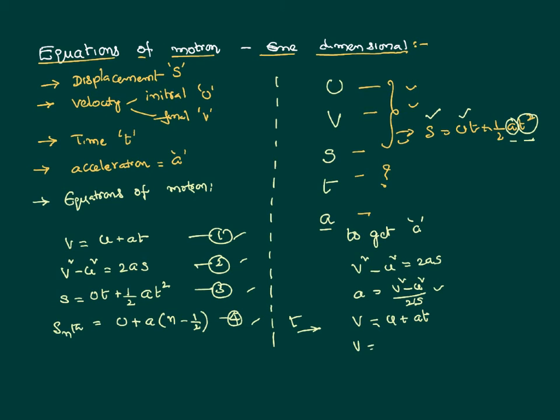v is given for you in the problem, u is given for you in the problem, and a I have just calculated in the given terms, v square minus u square by 2s, and I can get the value of the time. This is how we need to solve the equations of motion and find the parameter that we would like to calculate. This approach shall help us in solving so many problems. Thank you.